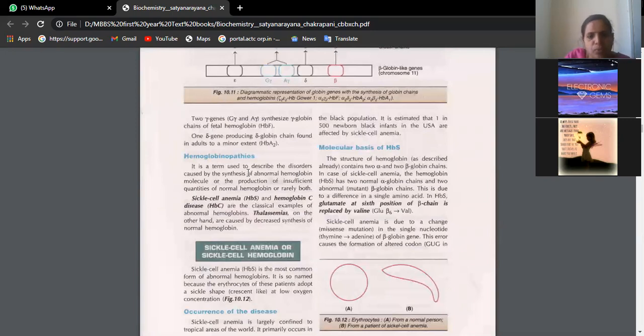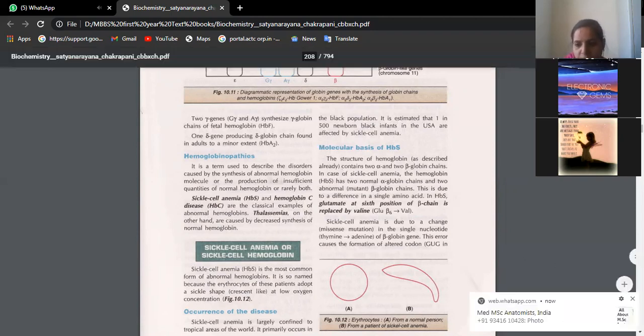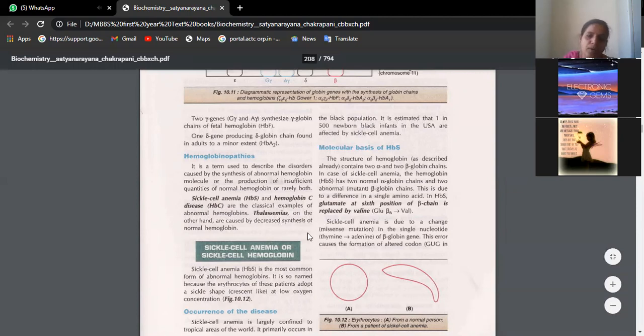It is the term used, you can look at the screen, for the disorders where we have abnormal hemoglobins. So you can write about sickle cell anemia, and about hemoglobin C. How is the normal hemoglobin? What is the structure? We have two alpha chains and two beta chains. So if this structure is deranged, we have many disorders, hemoglobin C, then abnormal hemoglobins like thalassemia, alpha thalassemia, beta thalassemia. You can give the details of sickle cell anemia and thalassemia because it's a 5 marker.